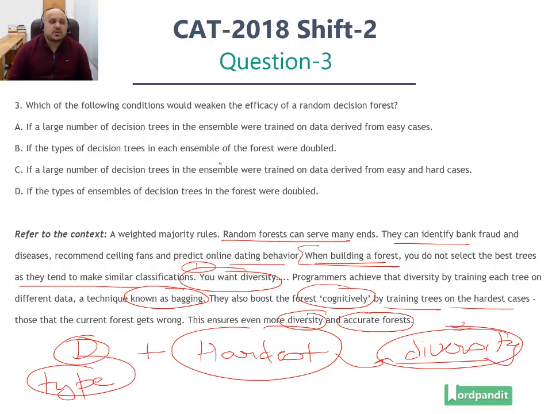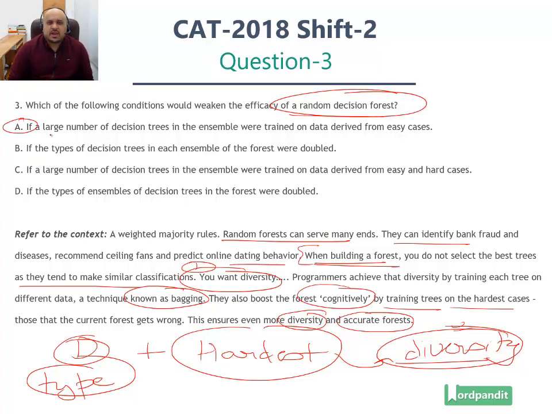Now, which one of the following would weaken the random decision forest? Remember, in this particular case, a tree is nothing else but a symbolic reference for a decision maker. So that's what a tree refers to. Now, option number A, if a large number of decision trees in the ensemble were trained on data derived from easy cases. This is our correct answer in the given case.